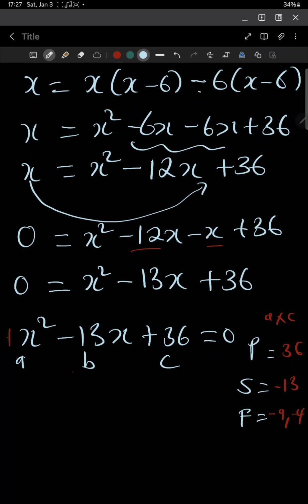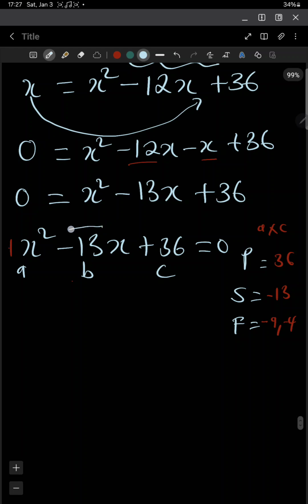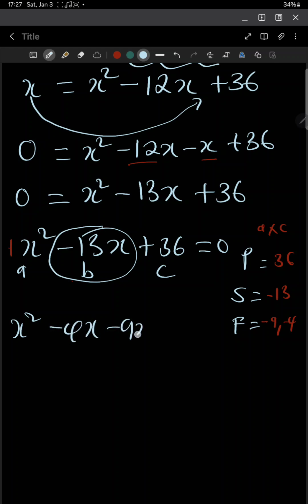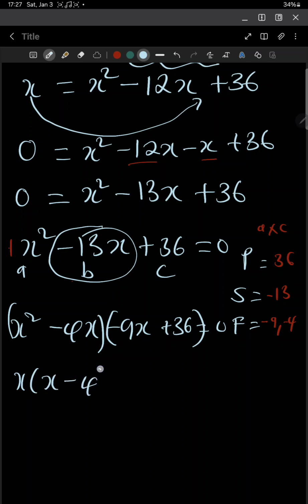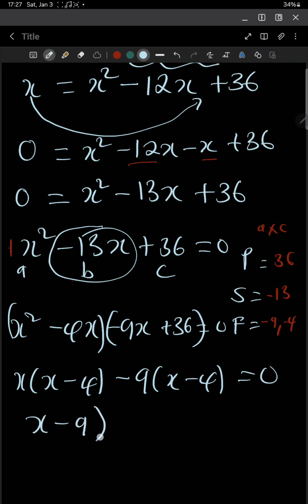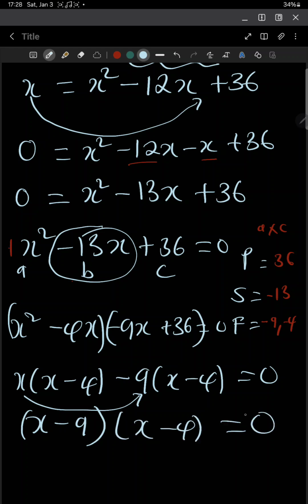Immediately you find the factors, you substitute them into the sum here. So it will be x squared minus 4x minus 9x plus 36 equal to 0. Group them like this. The common factor there is x, so it will be x times x minus 4, minus 9 times x minus 4, equal to 0. So we have x minus 9, and we put them together with x minus 4 equal to 0.